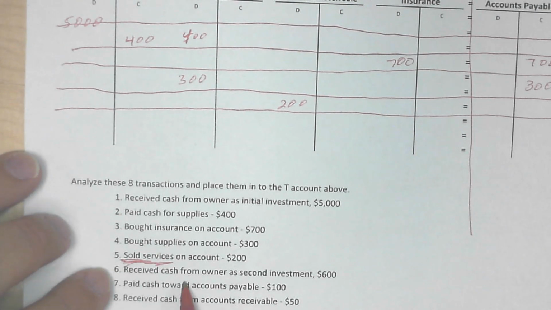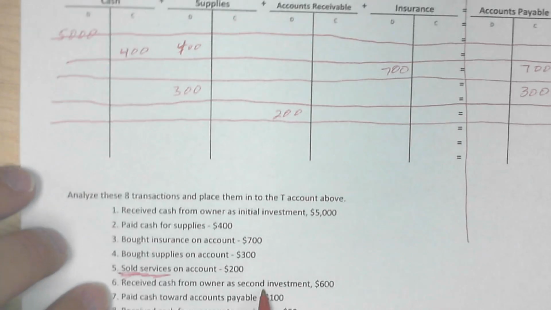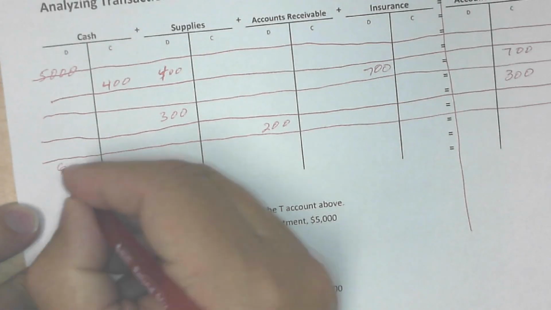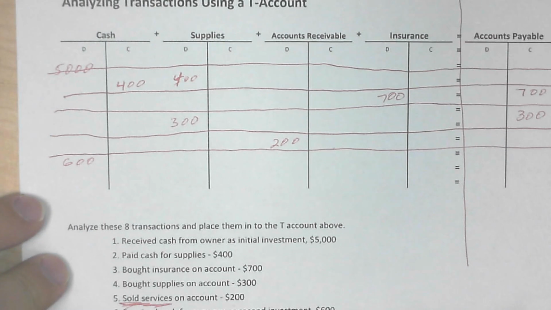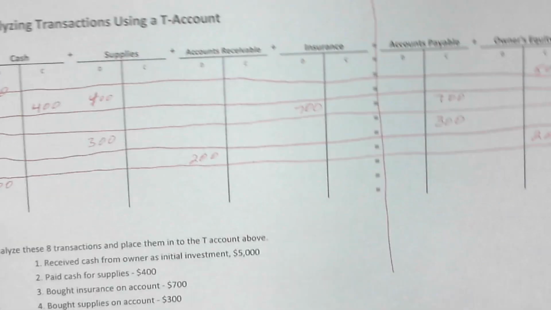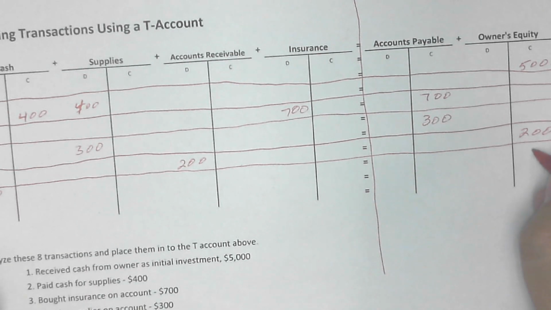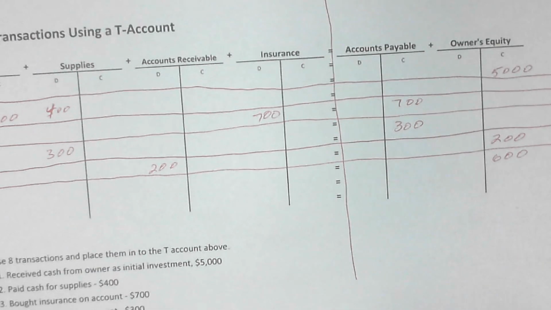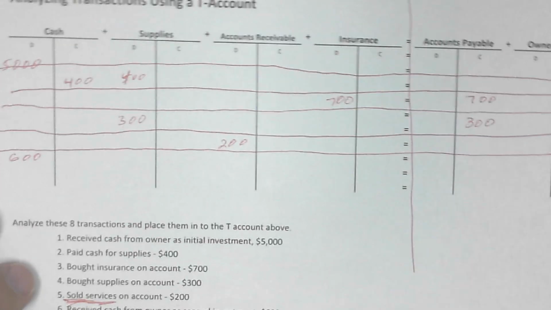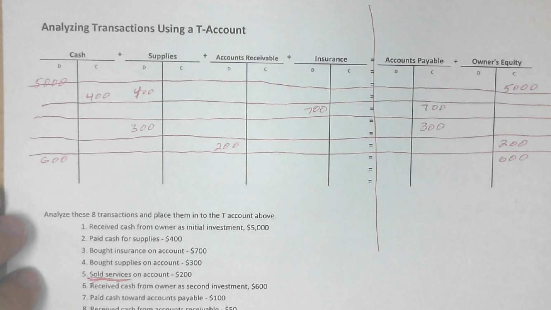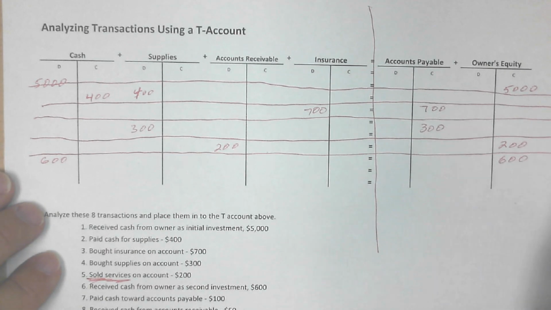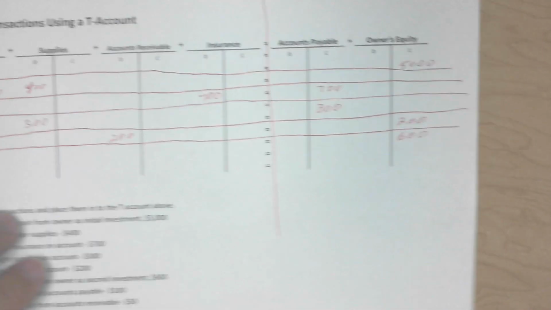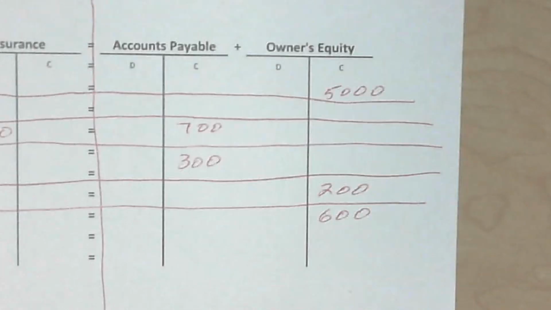So now we've got received cash from owner as second investment. So that's just like number 1. So our cash goes up, and then our owner's equity goes up. That's a 6. That's 3 zeros? 2 zeros. $600.